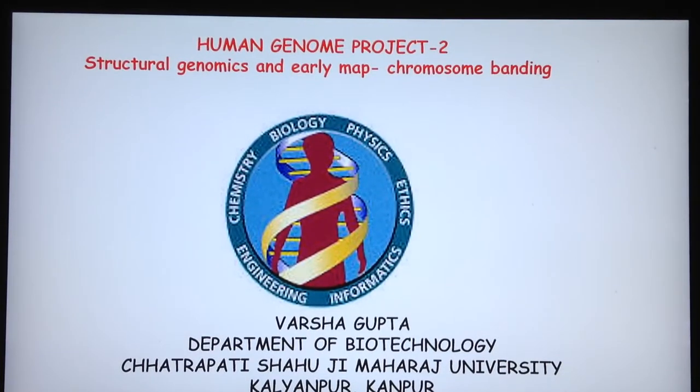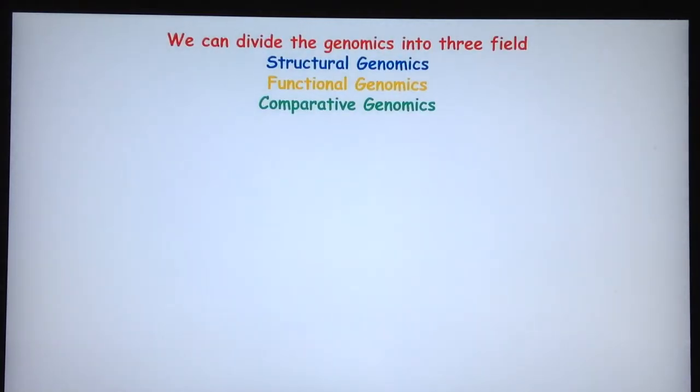Hello everyone. We'll be starting with Human Genome Project Part 2, that is Structural Genomics and Early Map. That was Chromosome Bending Map in this lecture. So genomics was grossly divided into three fields. We discussed in the previous lecture that a genome project for human DNA was undertaken, and this genome project was basically for 3 billion base pairs of nuclear genome.